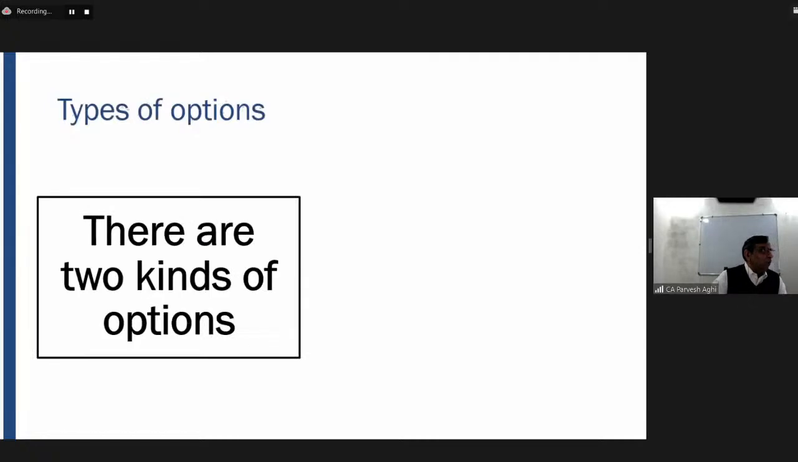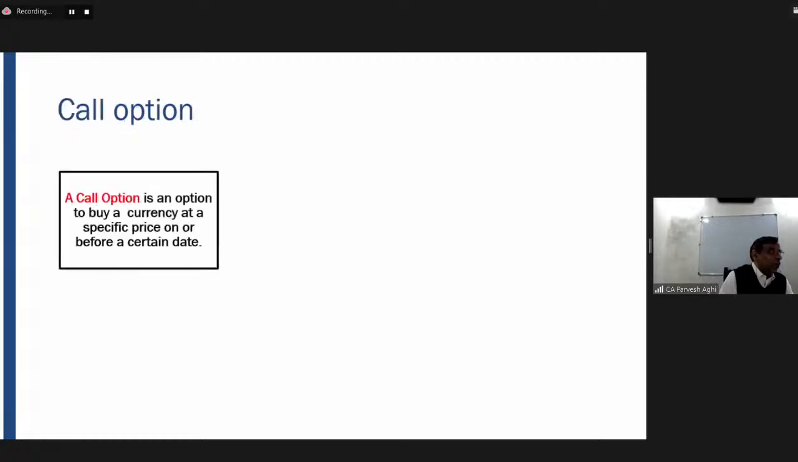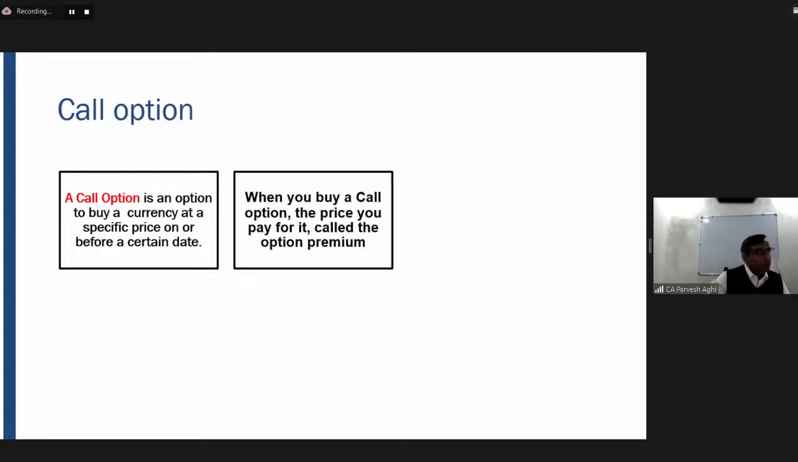Okay, so types of options. There are two kinds of options: call options and put options. First, we understood the overall definition of options, but now we are segregating options into two: call options and put options. Call option. A call option is an option to buy a currency at a specified price on or before a certain date. So a call option gives you the right to buy a currency at a price which is fixed today, on or before a certain date. Now all these dates and specified prices are decided by the stock exchange.